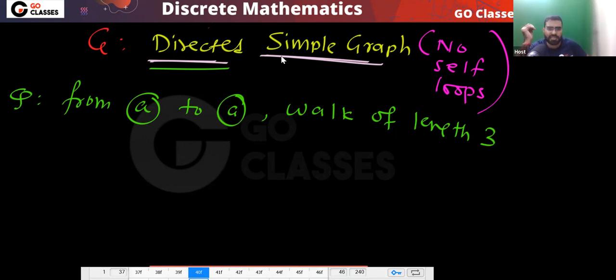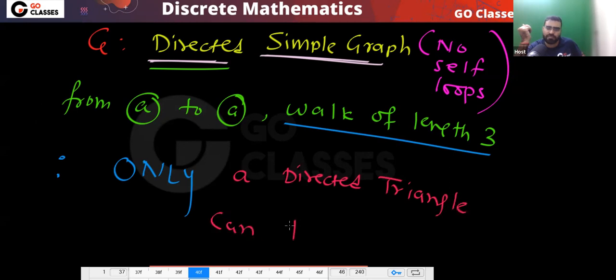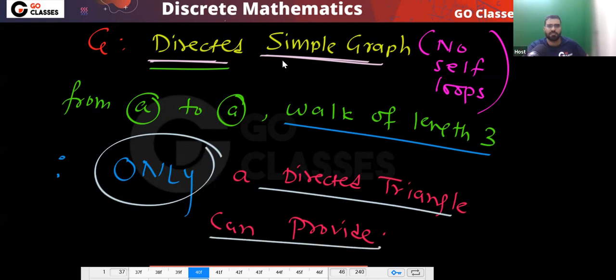Can someone else give you? No, only a triangle can give you. A very simple observation will tell you that from A to A, a walk of length 3 can only be provided by a directed triangle. Correct? This observation is done. One observation is done.